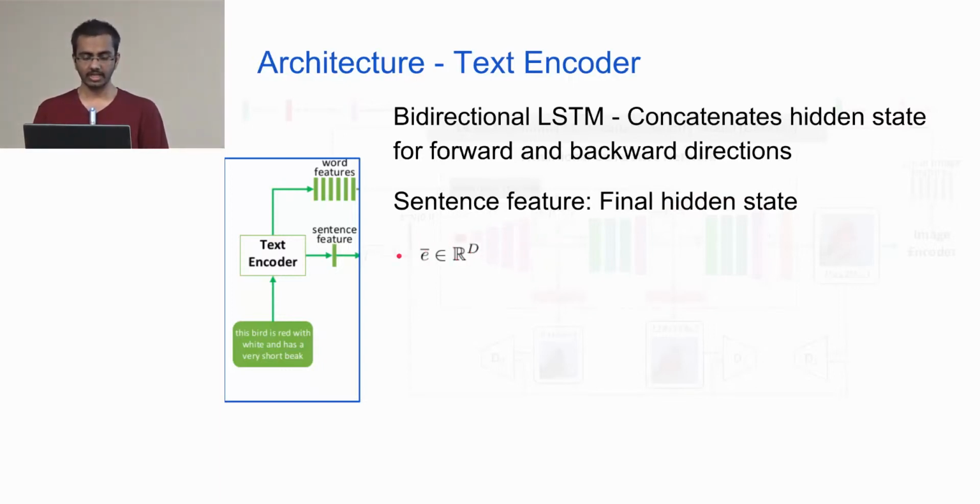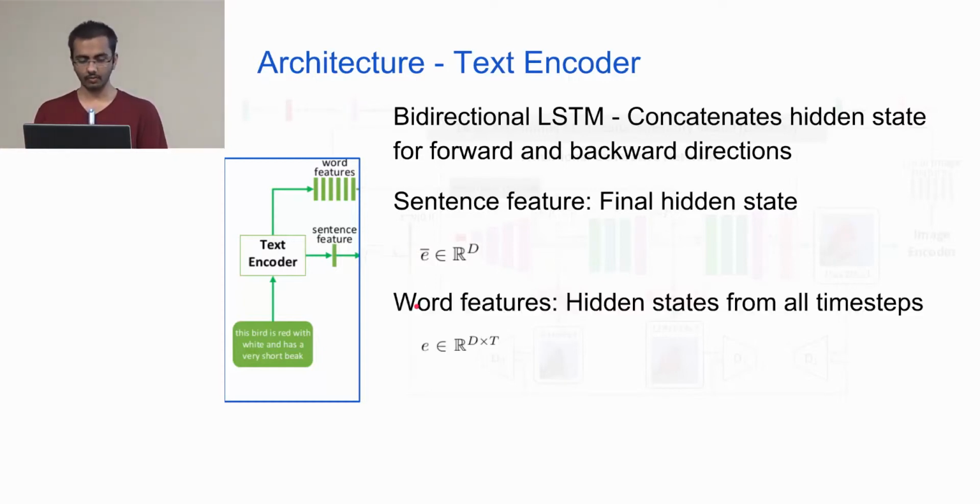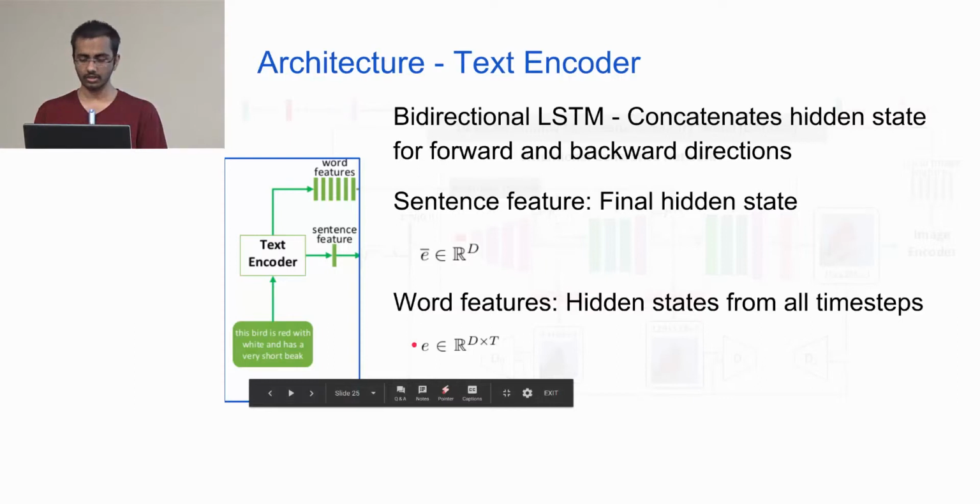So it is denoted by E bar. A general notation that this paper follows is that wherever you see a bar on top of a variable, that is representing the global thing, so it would be for a complete sentence or a complete image. Whereas word features would not have a bar on top of them. So just keep that in mind when you see variables.